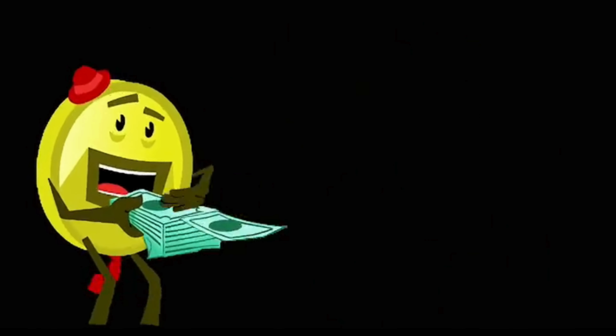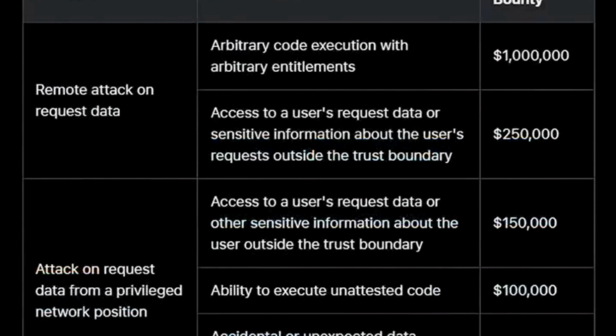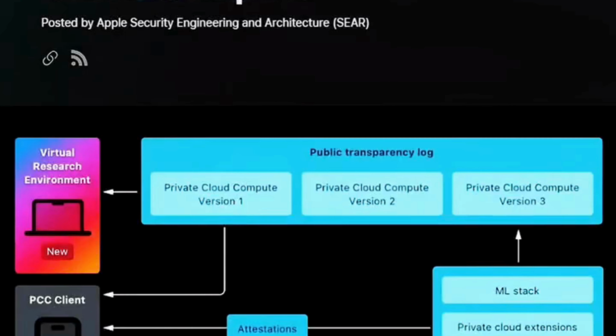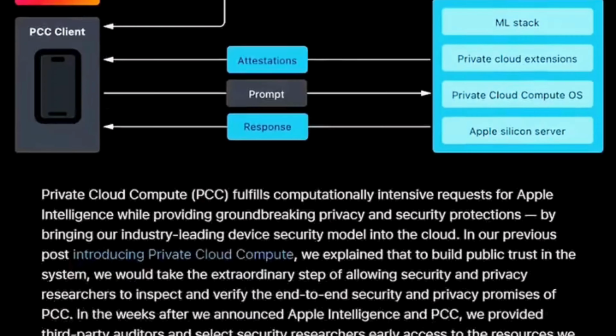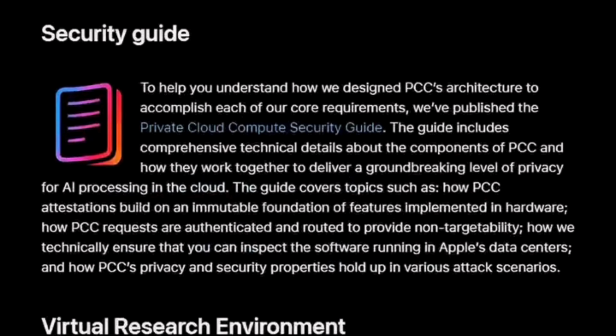Hey, so you ever thought about how to make a quick $1,000,000? Well, Apple's offering a pretty enticing deal, but there's a catch. You have to find a bug in their private cloud compute platform. Sounds intriguing, right? Let's break it down together and see why this bug bounty program is something special.